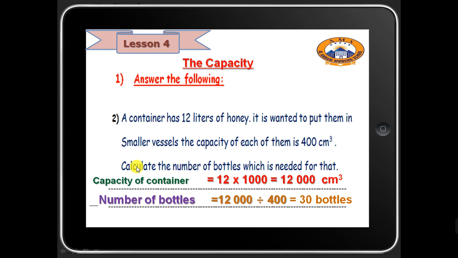So the idea here, when we ask you to calculate the number, we're going to divide the bigger capacity over the smaller capacity, but please make sure, my dear student, that they are in the same unit. That's why I converted from liters to cubic centimeters by multiplying by 1,000. Make them the same unit.